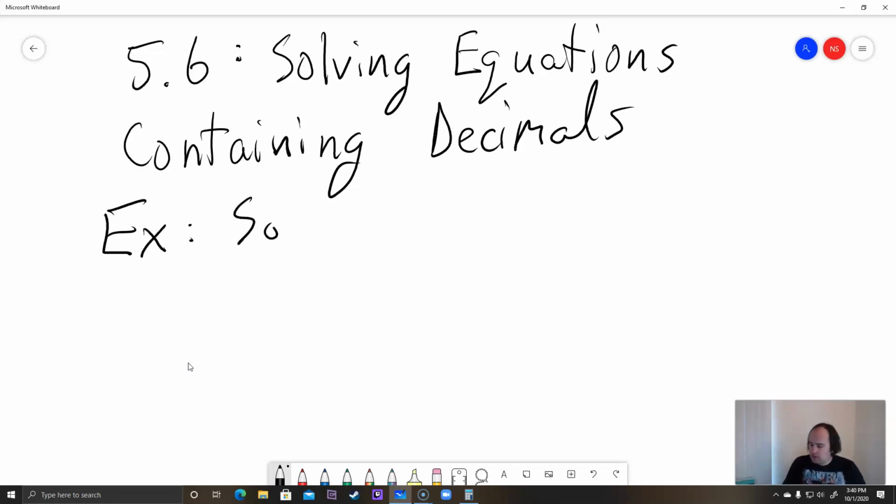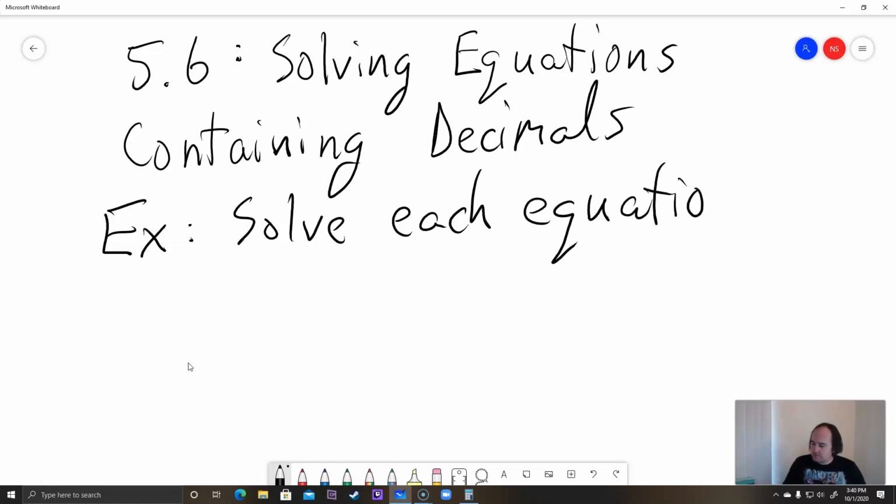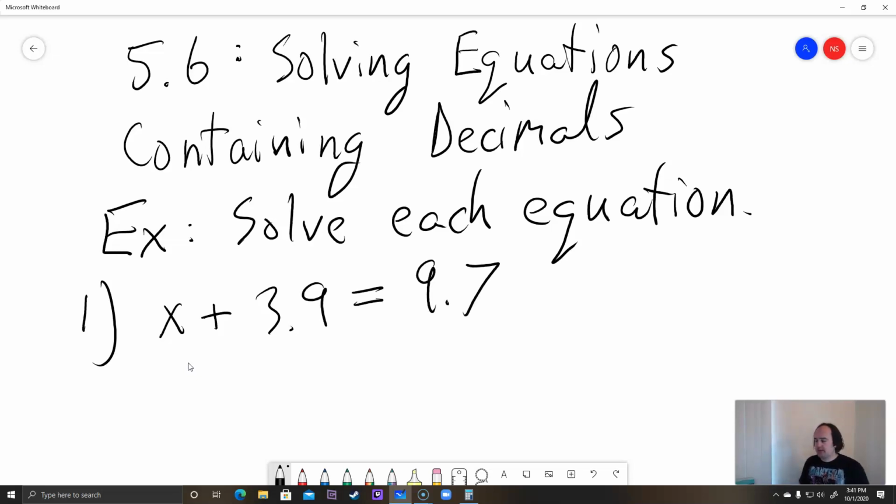Example: solve each equation. Okay, problem number 1. X plus 3.9 equals 9.7. So the easiest way to do this is to write it out and then plug it into your calculator.